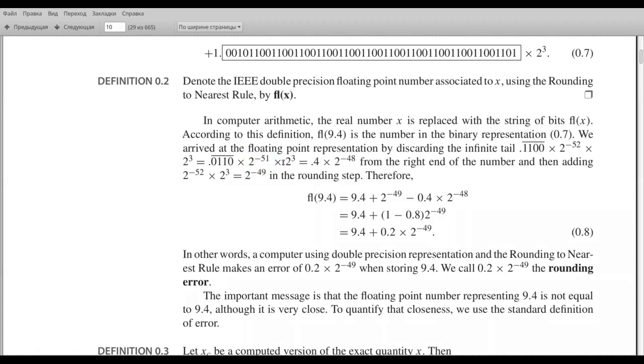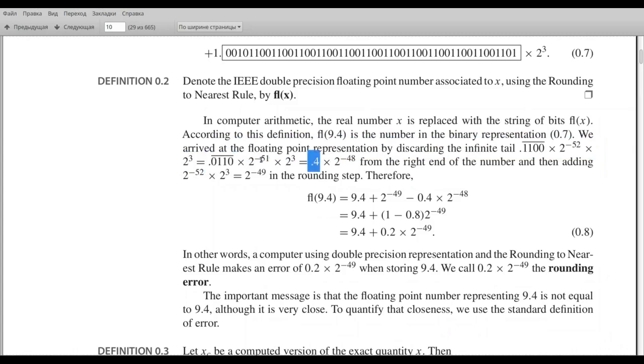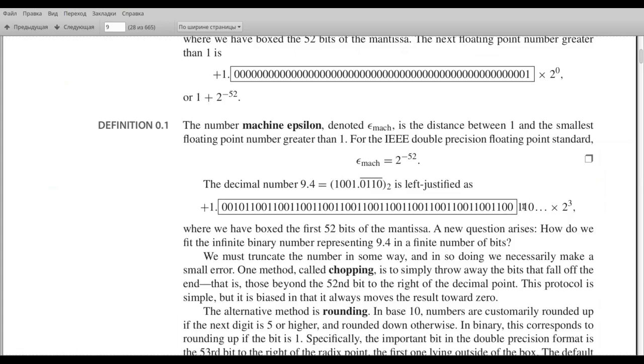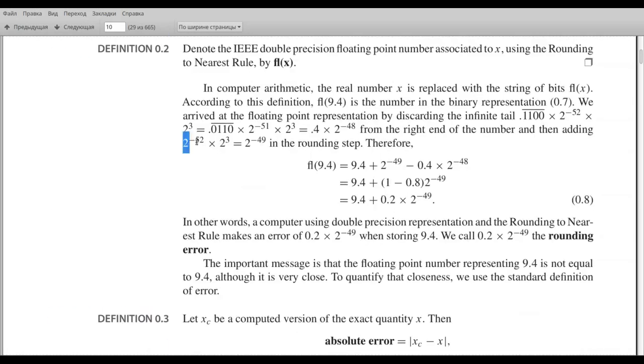Okay, so it's 2 to the negative 51 multiplied by 2 to the 3. So this is 0.4 multiplied by 2 to the negative 48. And so what we are doing, we are adding. So pay attention. This is what we had before rounding, but using the rounding to the nearest rule. Because we have 1 here, and after that we have just some other ones, we need to round up. So we need to add 2 to the negative 52 multiplied by 2 to the third. So it's 2 to the negative 48 in the rounded step.